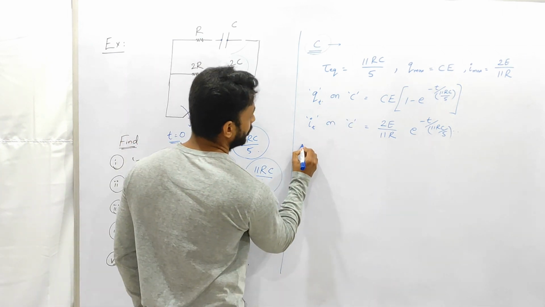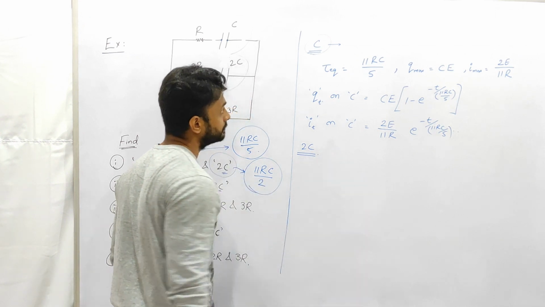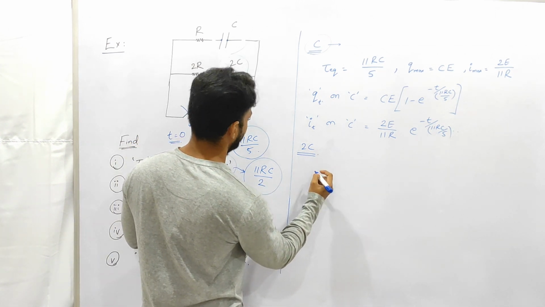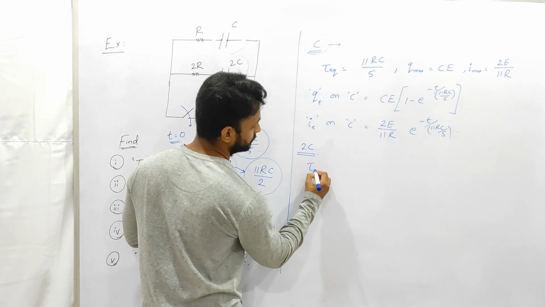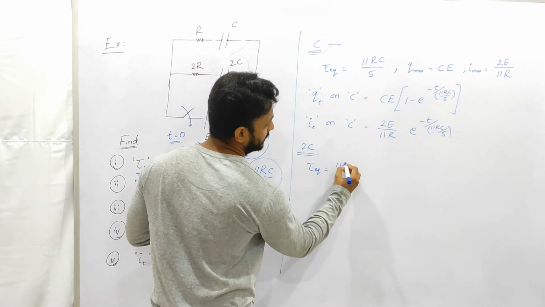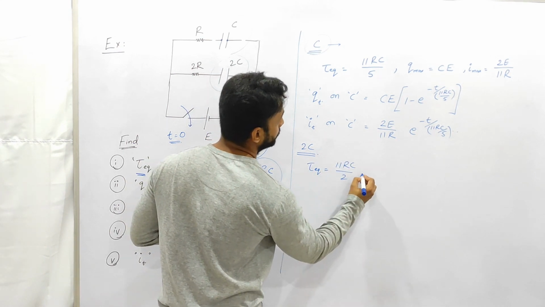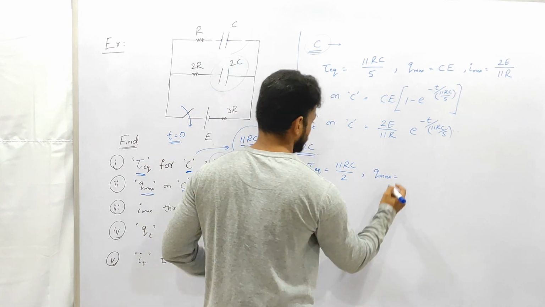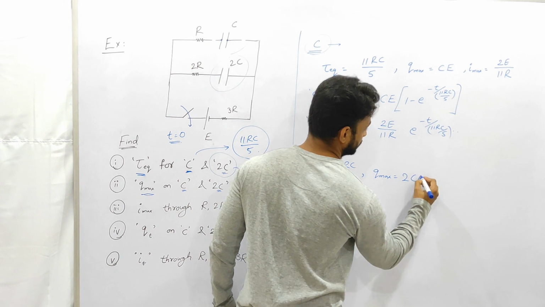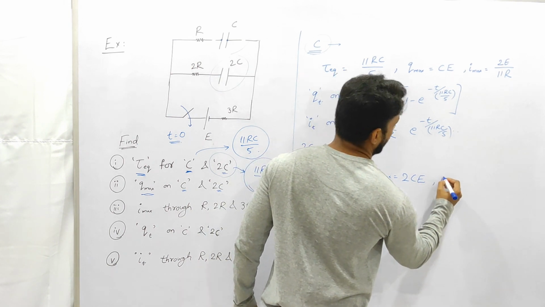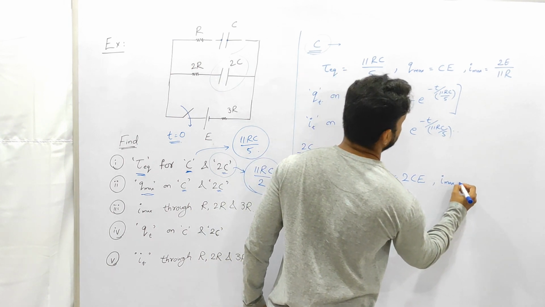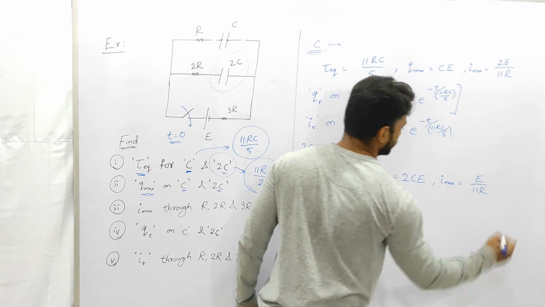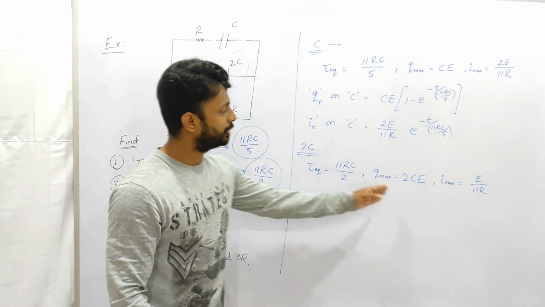Now if you talk about 2C, we know the tau equivalent. It is 11RC by 2. And Q max, we got it as 2CE. And I max is E by 11R. So we got tau equivalent, Q max and I max.